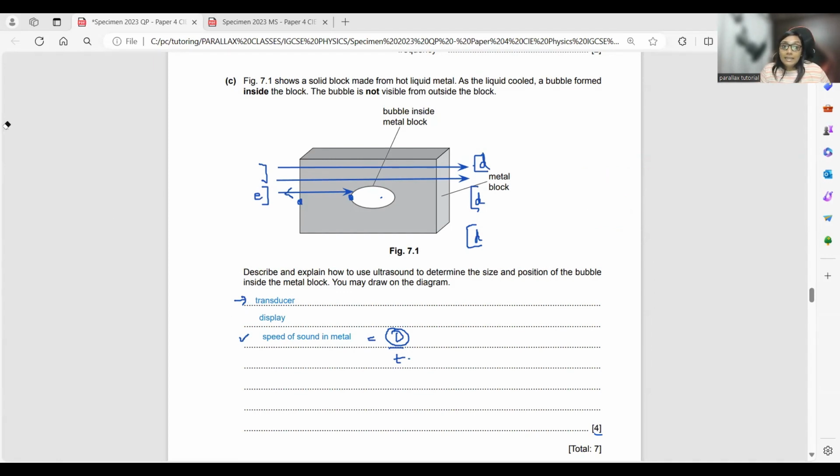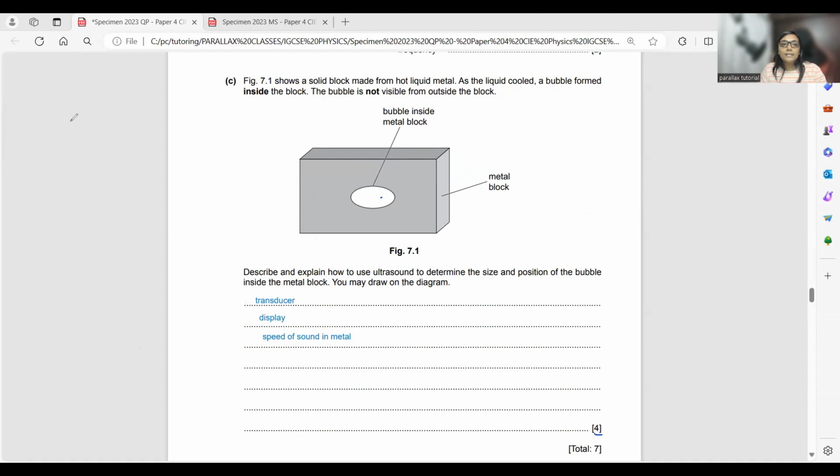You can just say that a display has to be there so that you are able to track the time. And then you need to track the distance moved by using the formula speed is equal to distance by time. Only one thing over here to be taken care of is that ultrasound will not pass through the bubble, so it will be reflected back. You need to mention that as well, although the mark scheme has not specified it, but that's how the examiner will know that you know the concept. Okay, I hope this made sense.